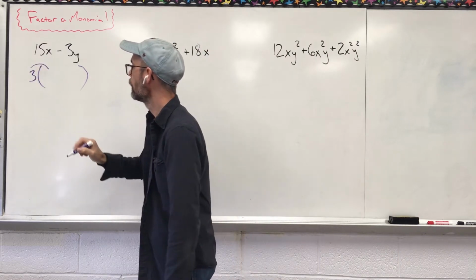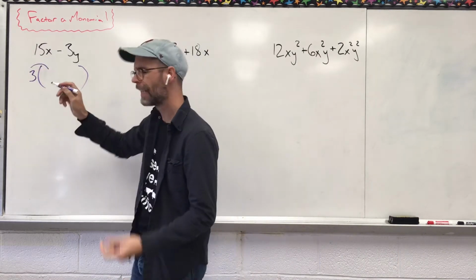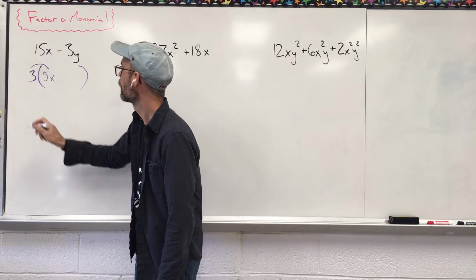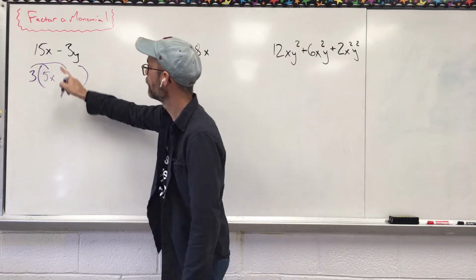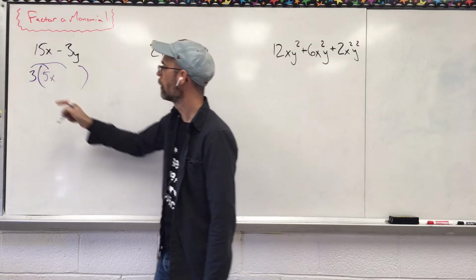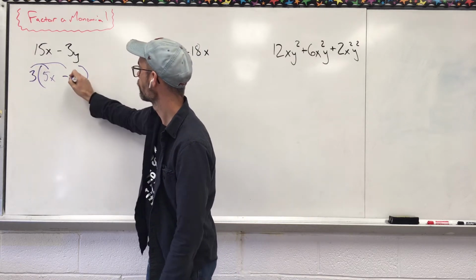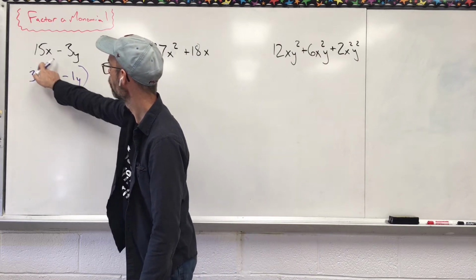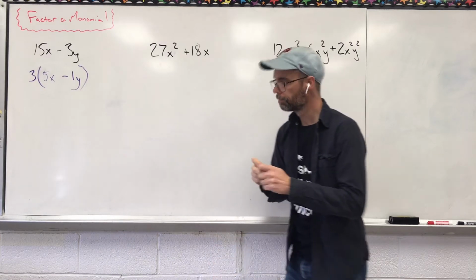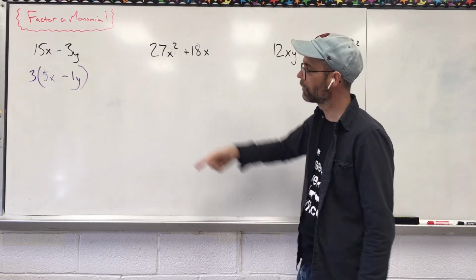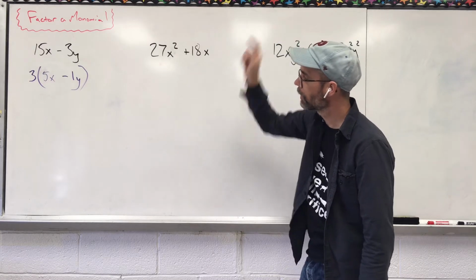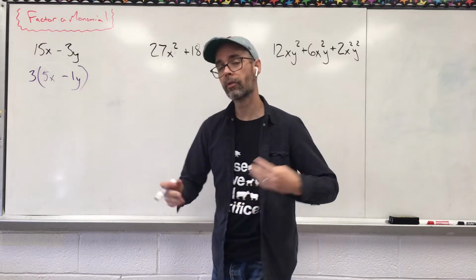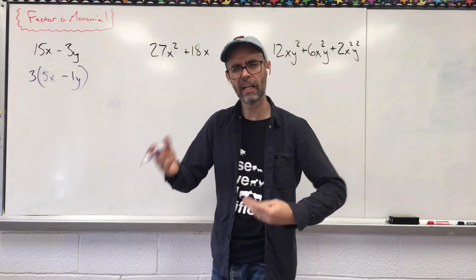3 times what gives me 15x? Well, now we've got to do some math and work kind of blindly here. 3 times 5x. 3 times what gives me negative 3y? Well, I have a positive, I need a negative. We're going to say just 1y, or just y. Now, you don't need those little distributing lines, but if we were to check ourselves, 3 times 5 gives us 15, carry the x. 3 and negative 1 gives us negative 3, carry that y up. Cool, we just factored a monomial. And all we're doing is the distributive property, just a little backwards.